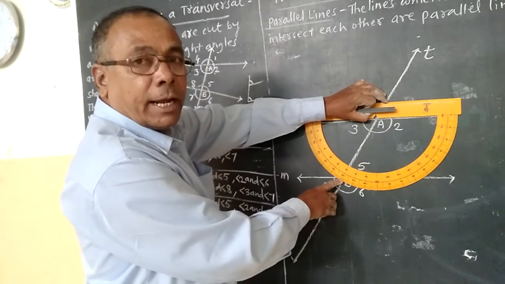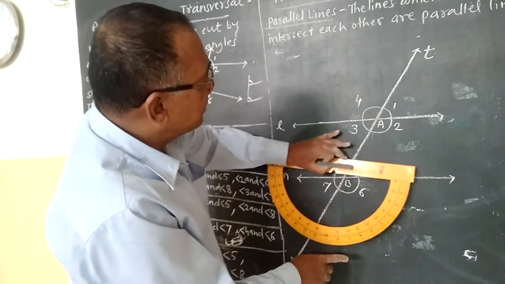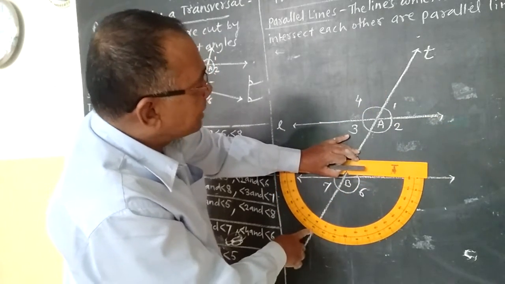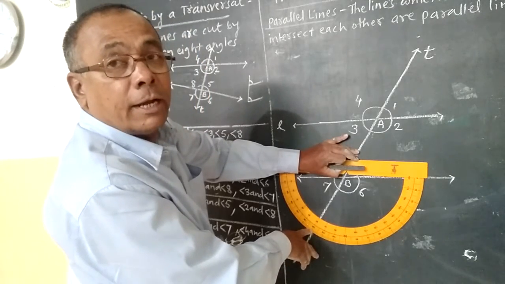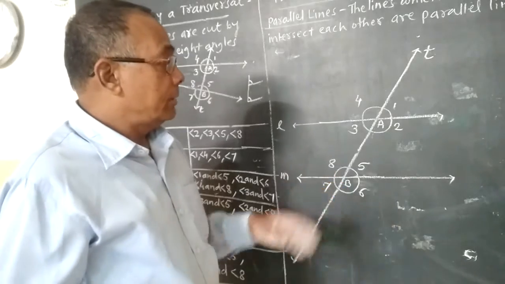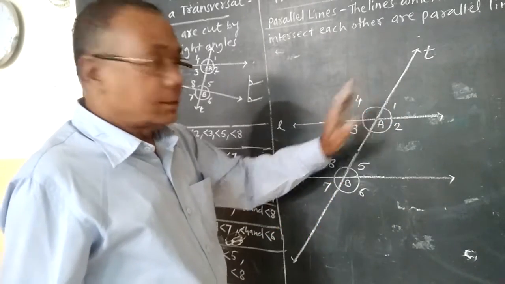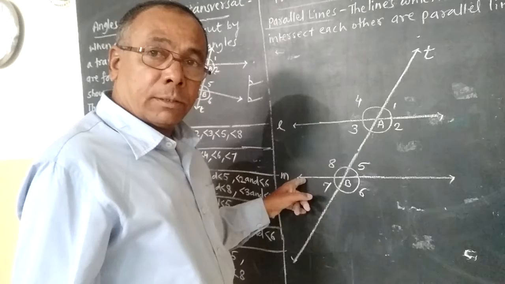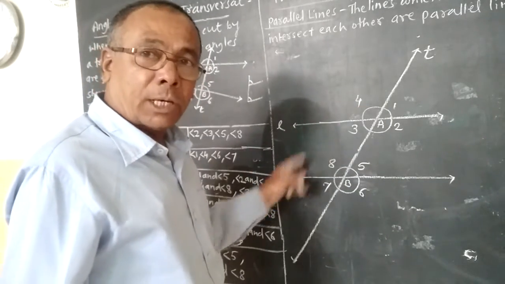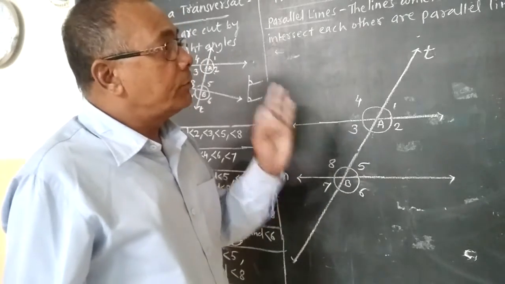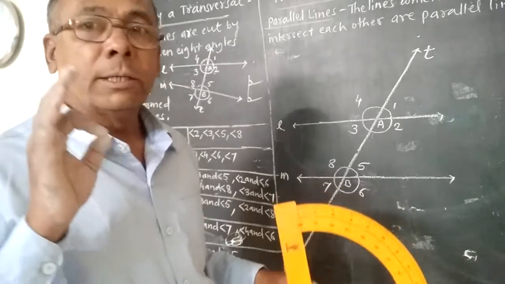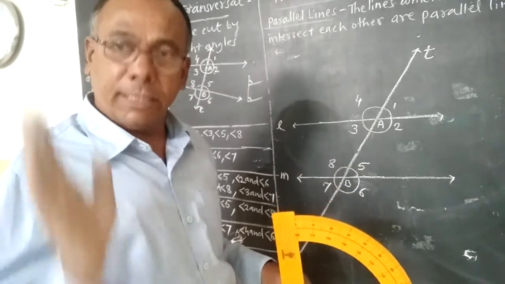Angle 2 is 120 degrees, and if we measure angle 6, it is also 120 degrees. So our observation is that if two parallel lines are cut by a transversal, then the pair of corresponding angles are equal in measure.